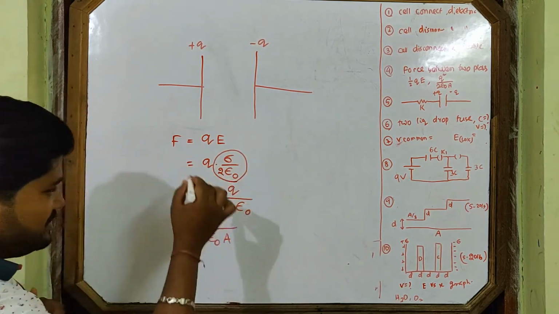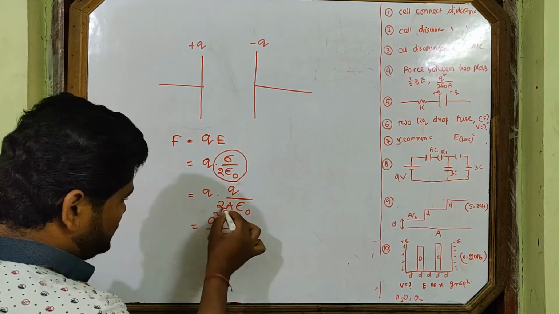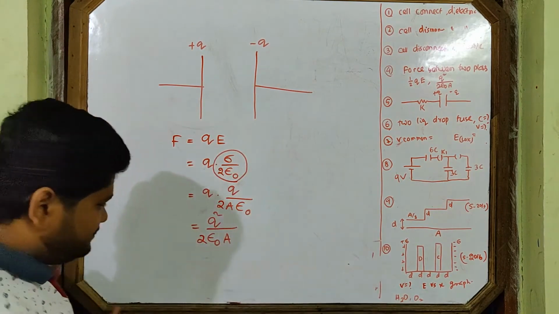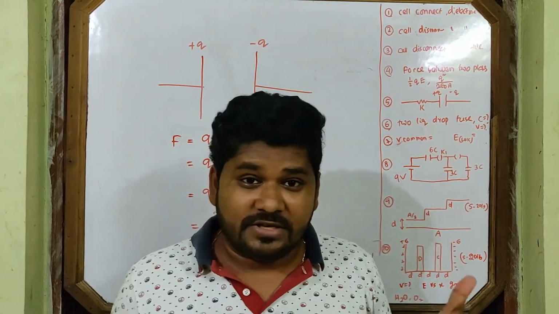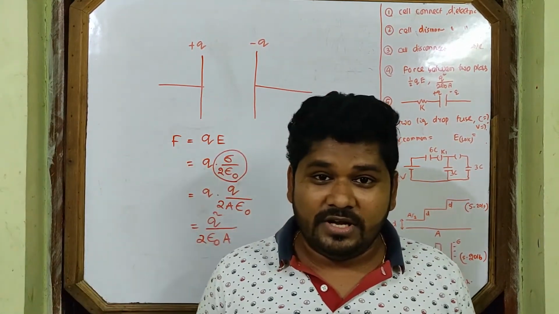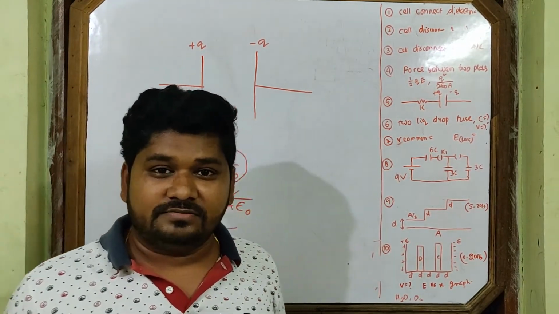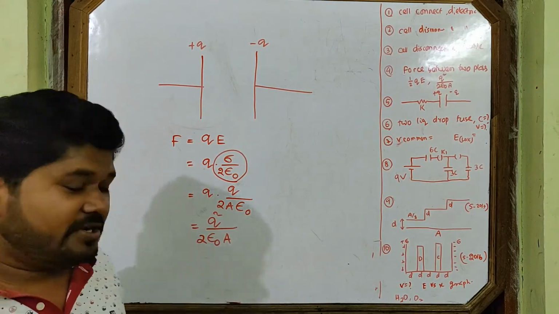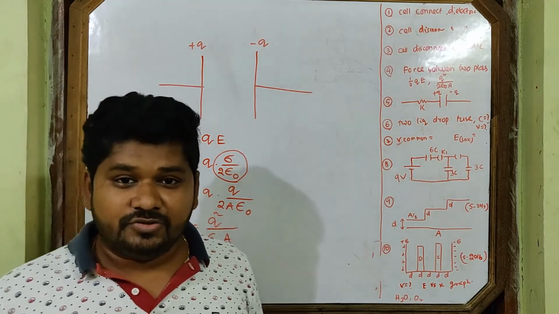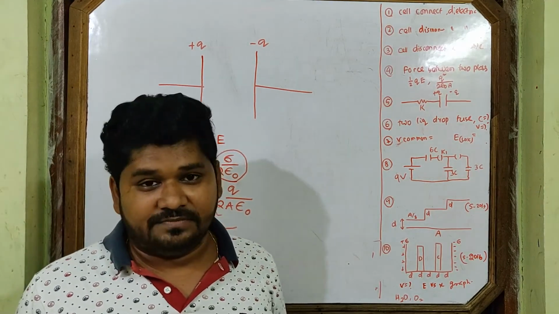So sigma by 2 epsilon naught. So this 2 comes, this 2 comes. Only one 2 plays a great role here. Only one 2 can make your mark 0. Okay, so don't forget to write 2 here. Force between two plates of capacitor.